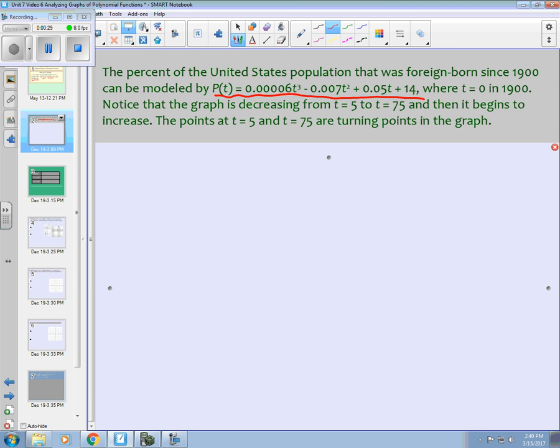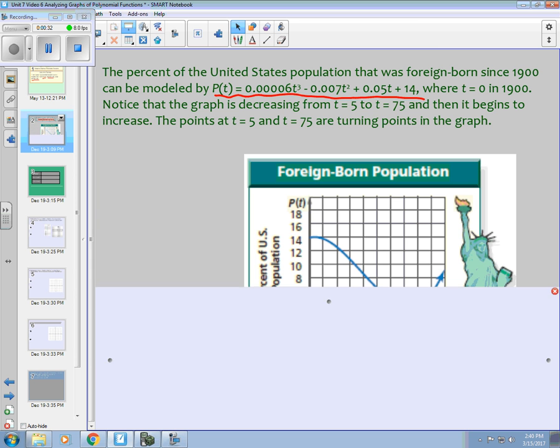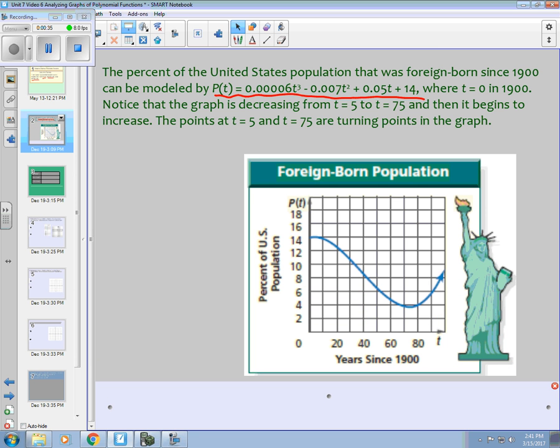Notice that the graph here is decreasing from the year 5, or time of 5, all the way to the year 75. Okay, and then it begins to increase. That means the points at 5 and 75 are turning points. What we're going to call these are maximums and minimums. When it's higher than all the points around it, that's a maximum. And when it's lower than all the points around it, that's called a minimum. Those are the types of points we're going to be looking for today.